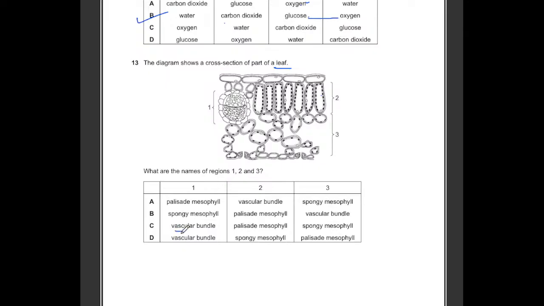So C and D, we have two options. Now the second is palisade mesophyll cell and spongy is the third one. Just check out the diagram carefully. Try to understand the diagram. From grade 9, grade 10 you are learning parts of a leaf or the structure of the leaf, so you must be familiar with at least these things. These are the vascular bundle containing xylem and phloem, and this is palisade mesophyll cells, and this is spongy mesophyll cell. Okay.